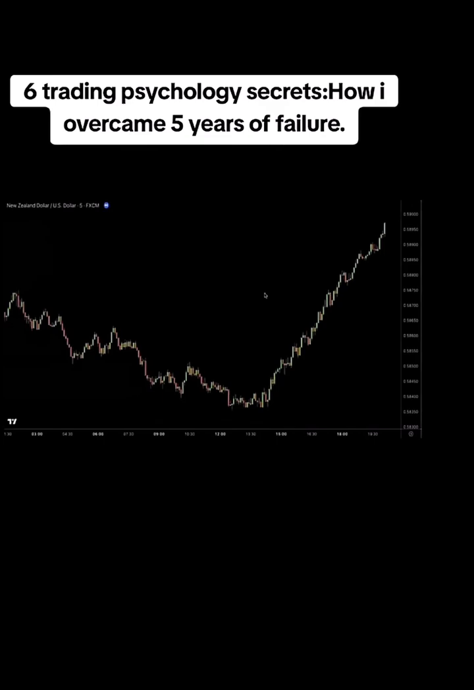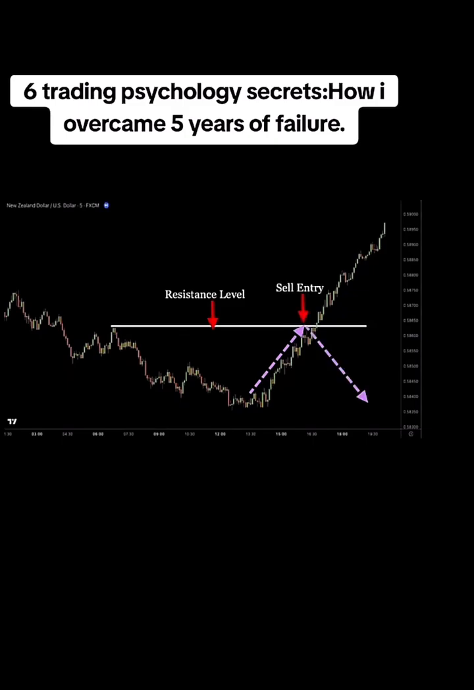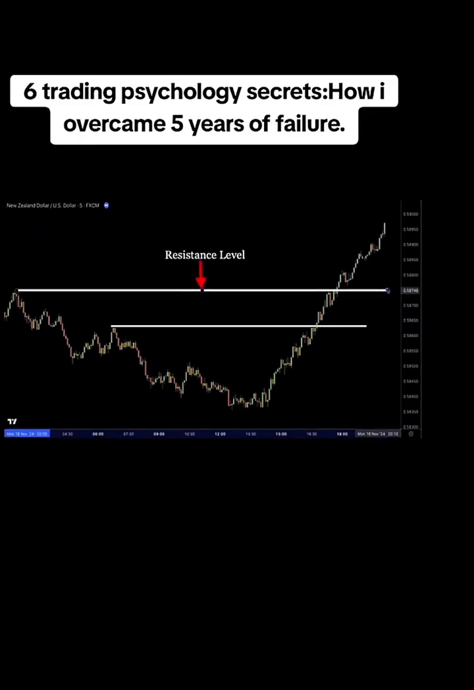The market is trending up, and you identify a resistance level. You think the price is too high, it's bound to reverse here. So you enter a sell trade, expecting the market to turn around, but the market doesn't reverse. It breaks through the resistance and keeps climbing. Frustrated, you take another sell position at the next resistance level, convinced it will reverse this time. But once again, the market continues upward, and the losses pile up.